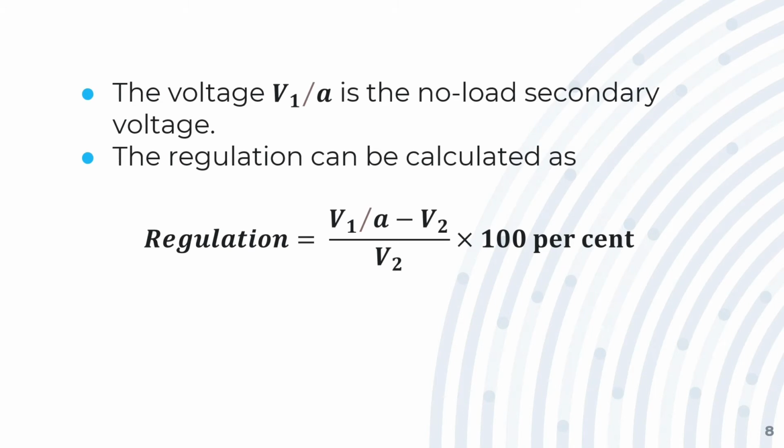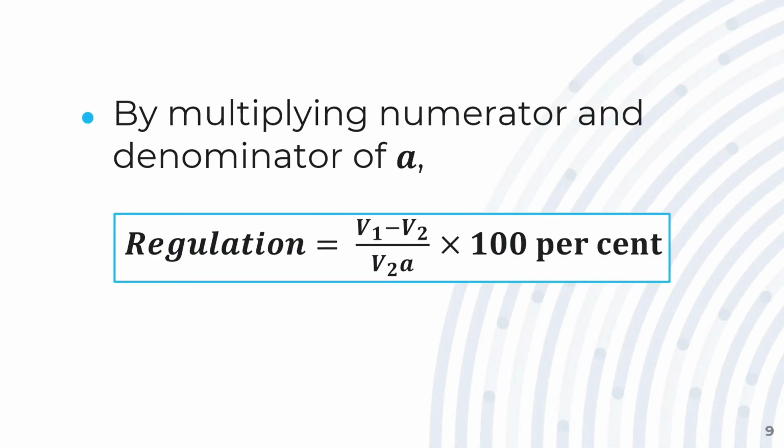Thus, if the diagram is constructed so that V sub 2 is the rated secondary voltage and V sub 1 over A is determined on the basis of the magnitude and the power factor of the load, the regulation can be calculated as V sub 1 over A minus V sub 2 all over V sub 2 times 100%. By multiplying the numerator and denominator by A, regulation will be equal to V sub 1 minus V sub 2 A all over V sub 2 A times 100%.